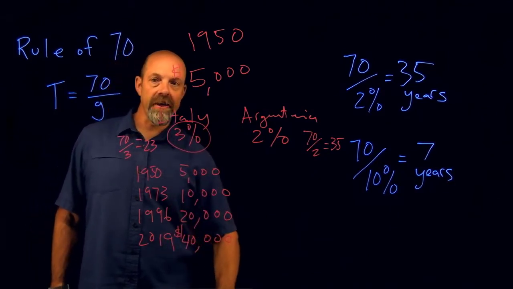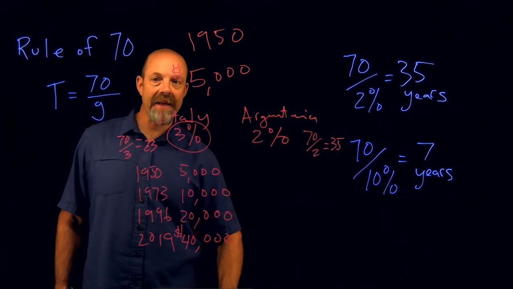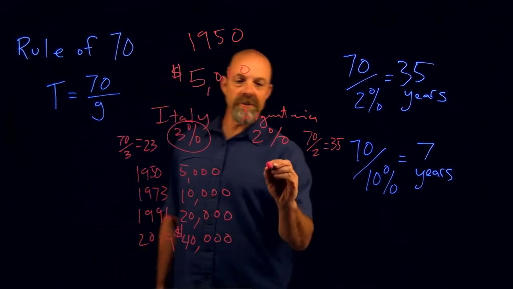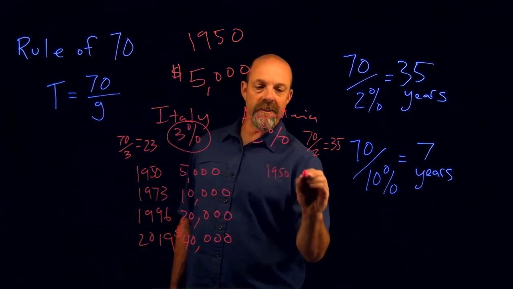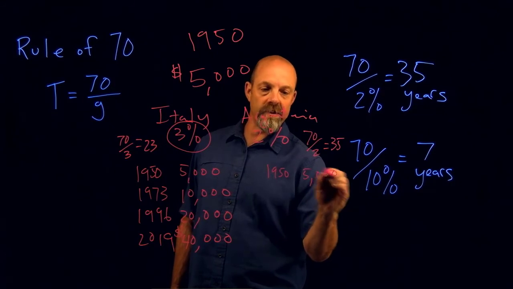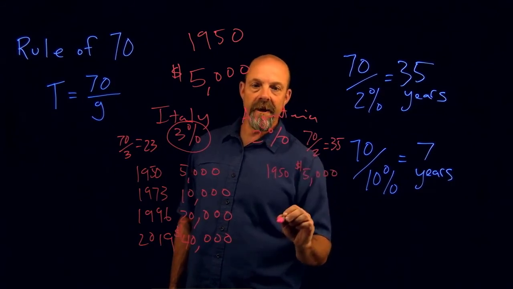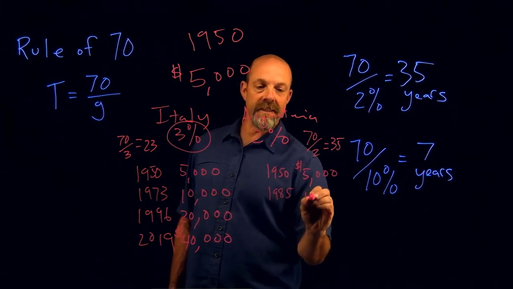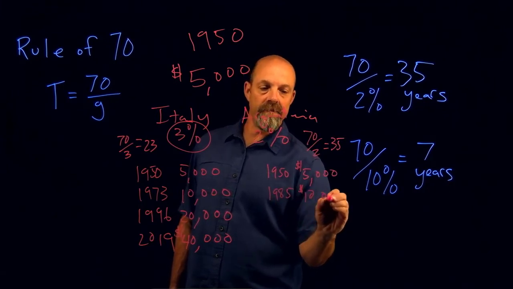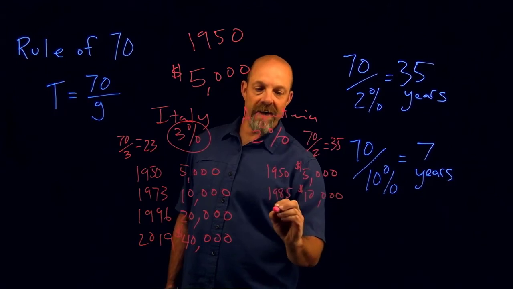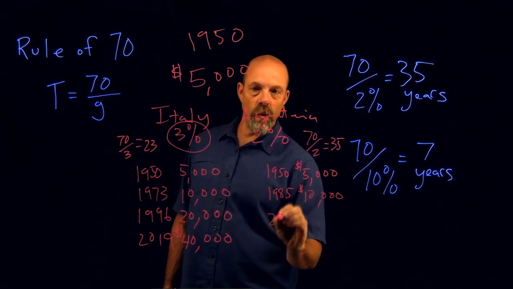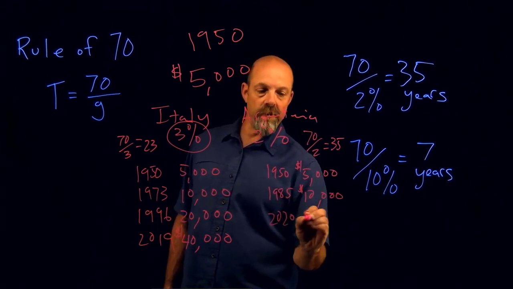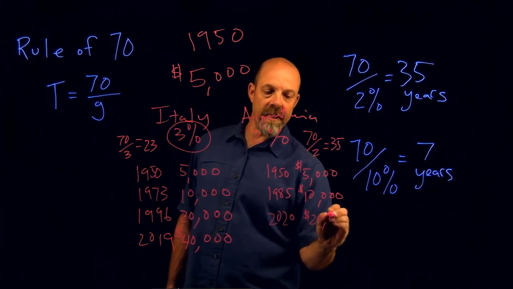But let's take a look and see how that impacts Argentina. So Argentina in 1950, of course, has a GDP per capita equal to $5,000 per year. Now, their economy by 1985 will double to $10,000 per year. In another 35 years, by 2020, their economy will double again to $20,000.